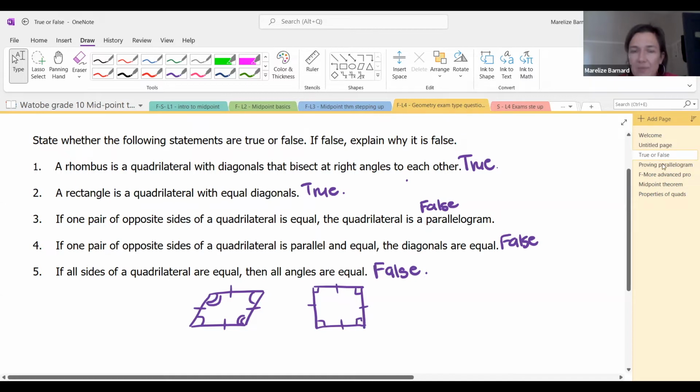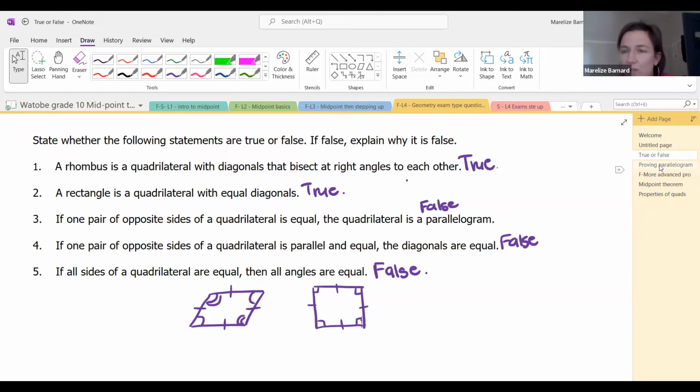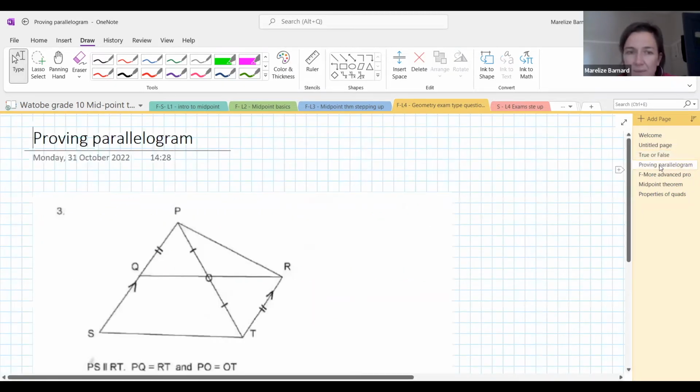Okie dokes. Good. That was a nice warm-up. Get you thinking. You might see some of these types of questions if your teacher puts them into the exam.